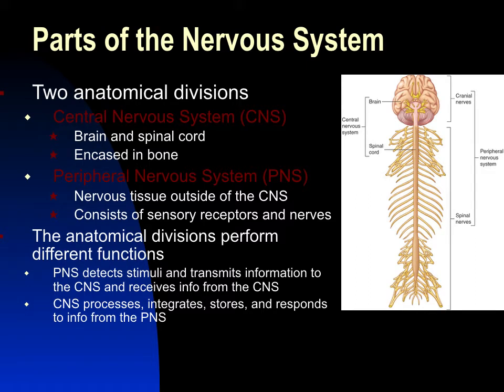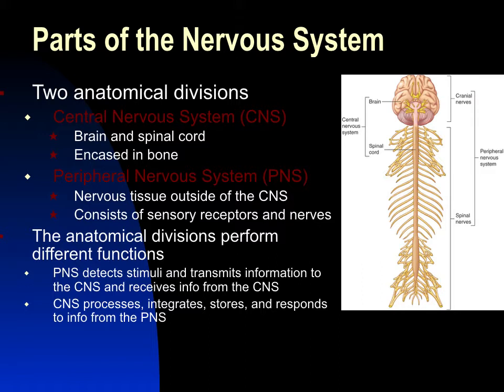This lecture accompanies Chapter 15 on the autonomic nervous system. I want to start by reviewing the parts of the nervous system in the two anatomical divisions: the central nervous system, which is the brain and spinal cord, which is encased in bone and floating in cerebral spinal fluid and does most of the central processing. And then the peripheral nervous system, which is nervous tissue outside the central nervous system. It consists of sensory receptors and nerves.